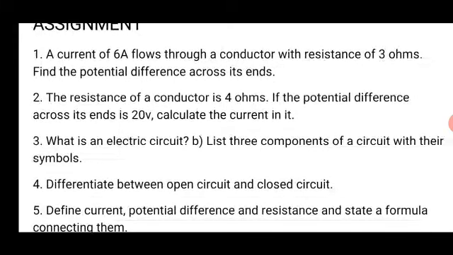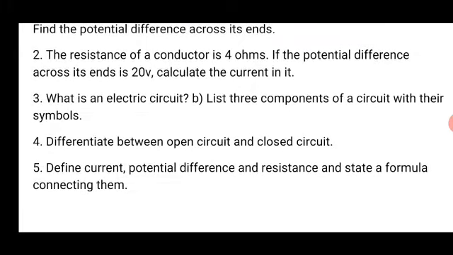Question number 3. What is an electric circuit? List 3 components of a circuit with their symbols. Question number 4. Differentiate between open circuit and closed circuit. Question 5. Define current, potential difference, and resistance, and state a formula connecting them.